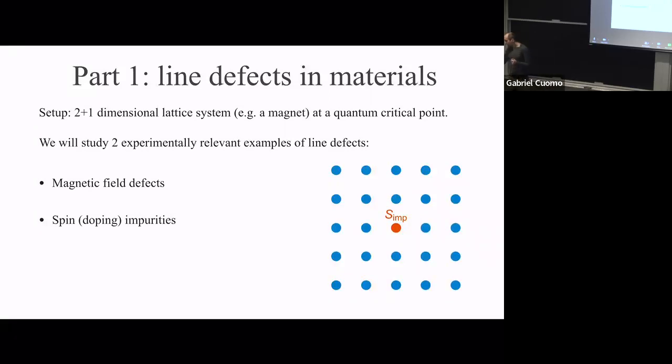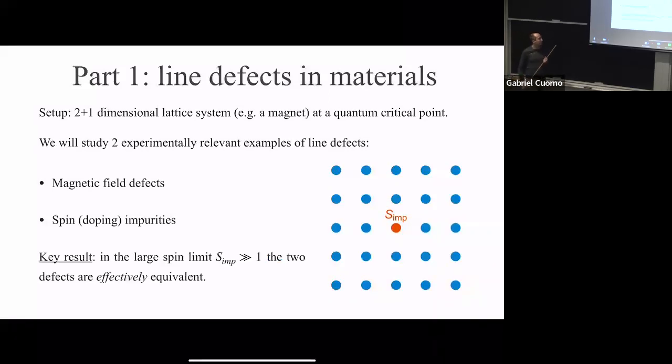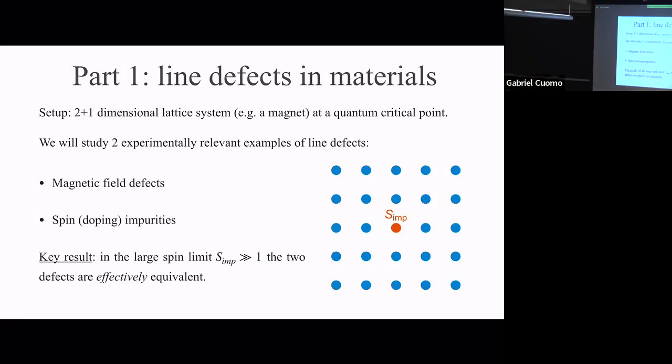If you want a take-home message of the first part of the talk, it will be that these two apparently related defects are actually the same in the limit in which the spin of the impurity becomes large. The critical exponents associated with these two problems become the same when S_imp becomes very large. Physically, it's because you can think of an impurity as becoming a huge source for the bulk material when the spin is large. I'll explain that in more detail. Please interrupt me anytime for questions.